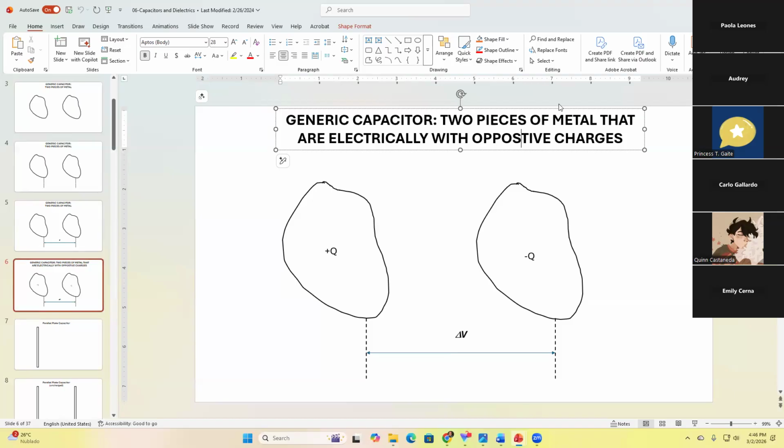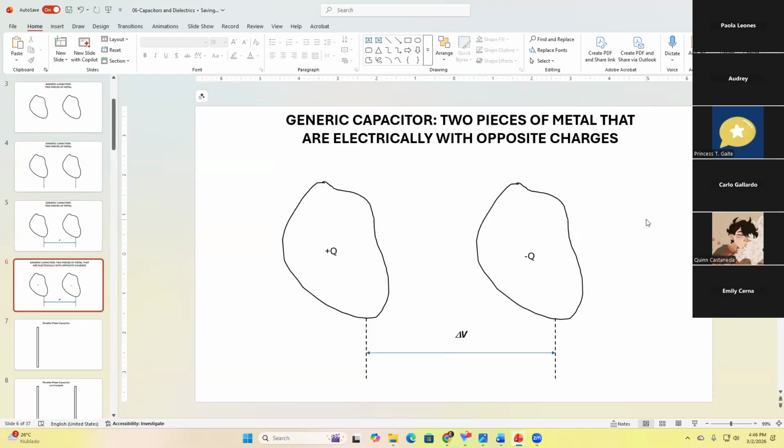Opposite charge. Let me see. I'm going to change opposite charge. Okay, misspelled there. Let's write it down. Here you go.